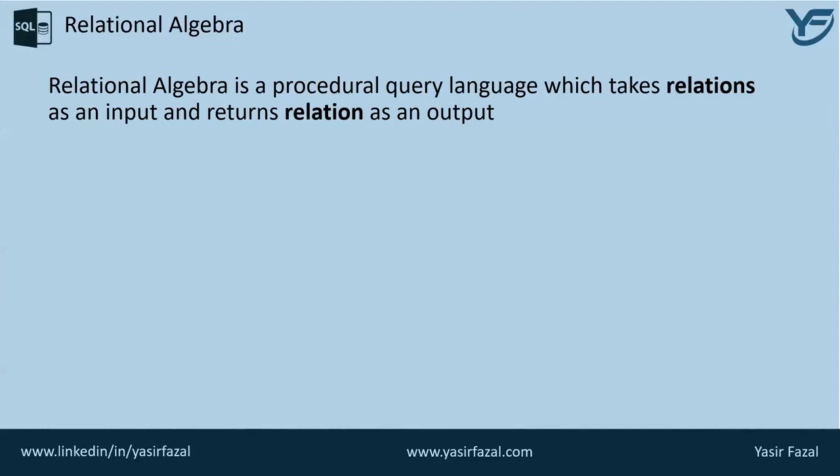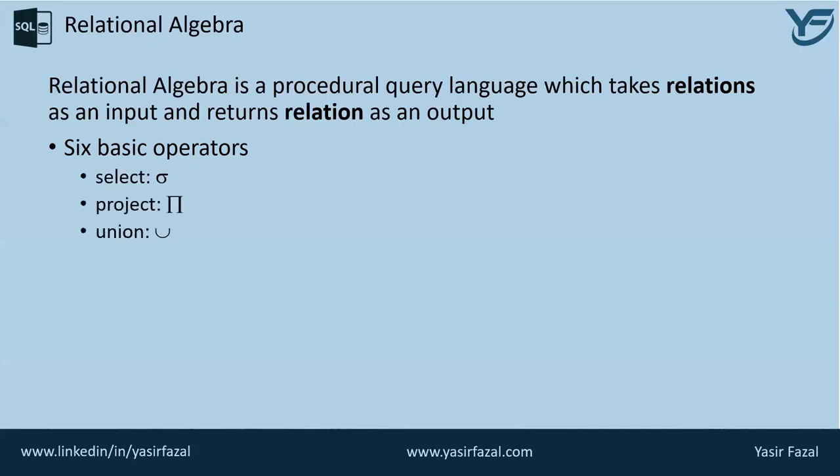There are a few very basic operators which can be applied on these relations to produce the required results that you want. There are six basic operators, and the first one is select, which is normally denoted by sigma. Then there is project, which is normally denoted by pi.